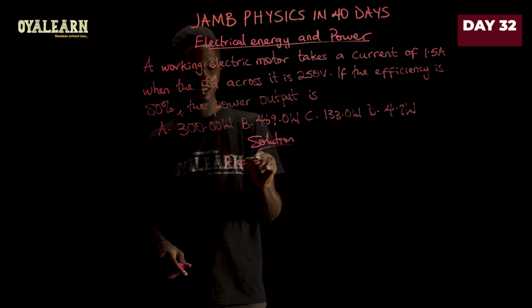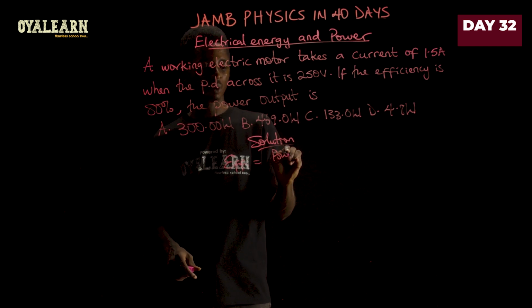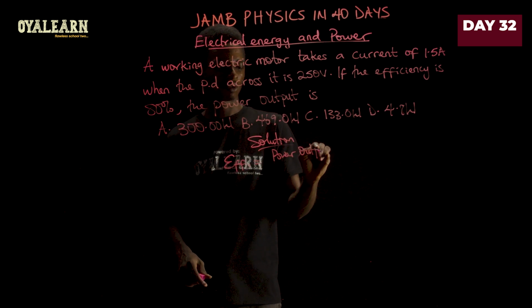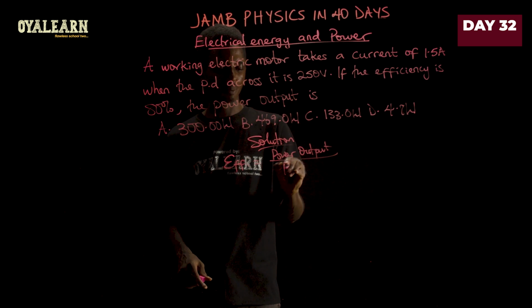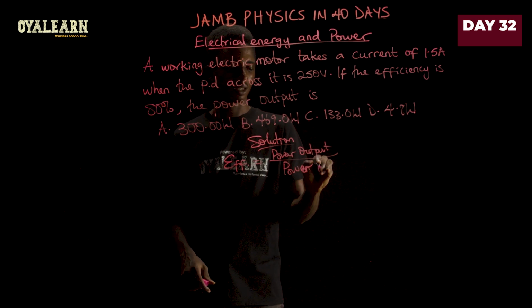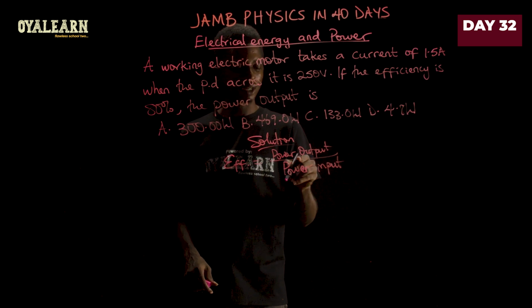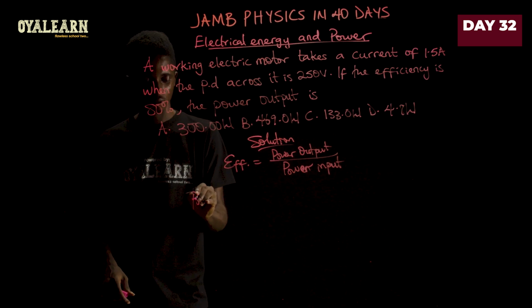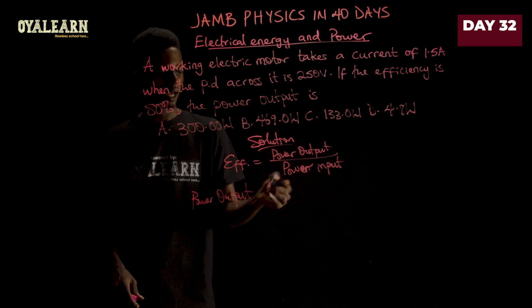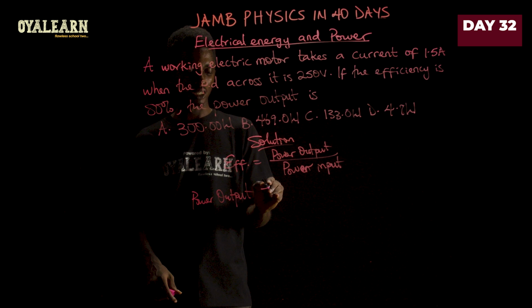Efficiency is power output over power input. So in order to find the power output, we have to multiply power input and efficiency.